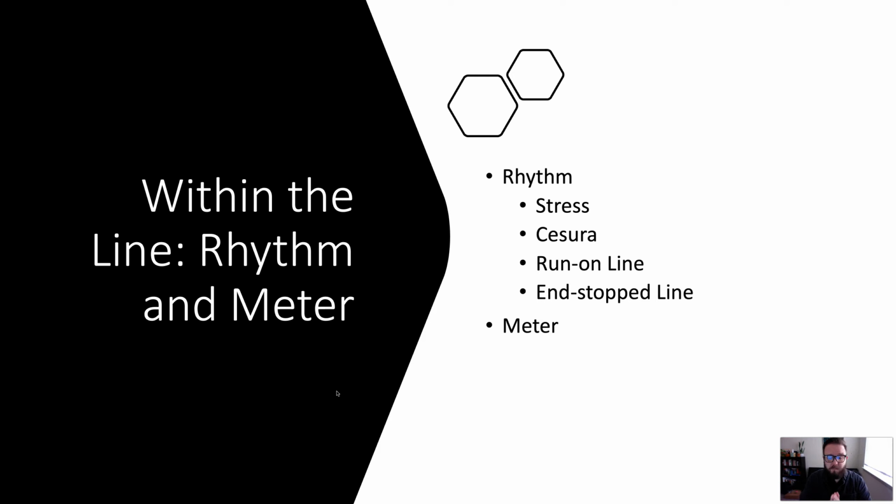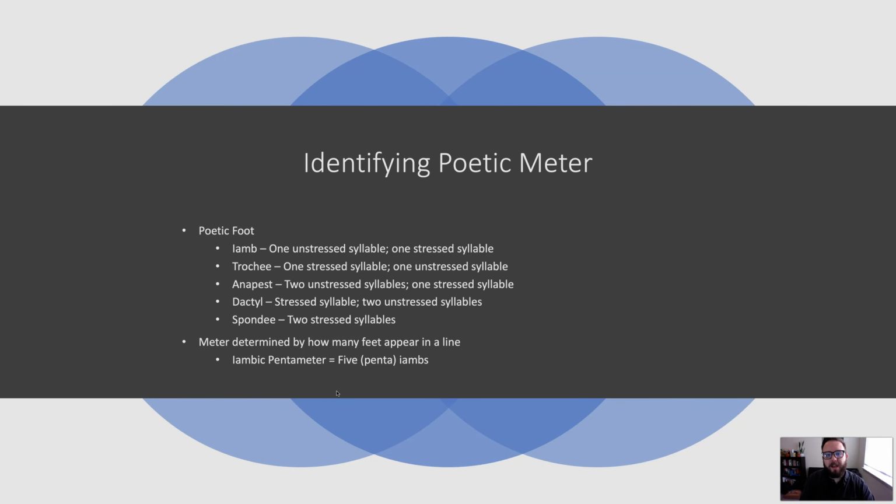So meter, on the other hand, so that all describes rhythm. We're talking about stresses, we're talking about pauses, we're talking about how we run on from line to line, or if we stop at the end of each line. Meter talks about a regular, recurring pattern of sounds, of pauses, of stressed and unstressed syllables. And we measure that with poetic feet. A poetic foot is a unit of identifying and measuring poetic meter.